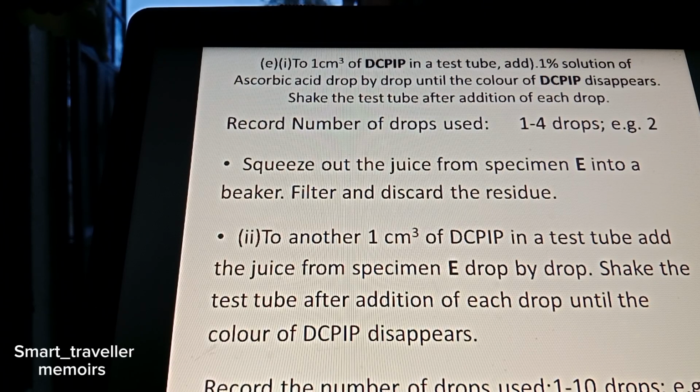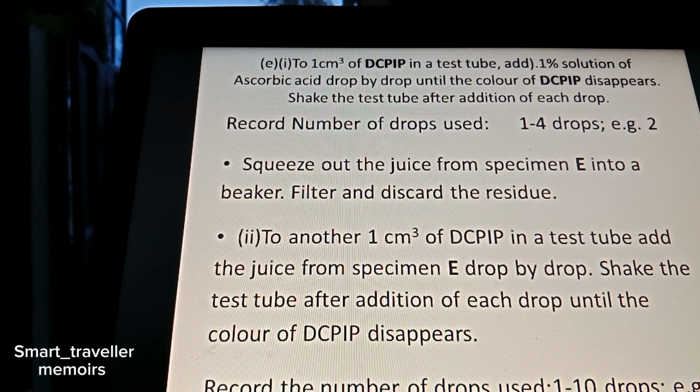To 1 cubic centimeter of DCPIP in a test tube, add 1% solution of ascorbic acid drop by drop until the color of DCPIP disappears. Shake the test tube after addition of each drop. Record the number of drops used. So the number of drops is 1 to 4 drops. For example, 2 drops, 3 drops, 4 drops, or 1 drop. But you cannot say 1 to 4. You have to be specific. The ones you added, not guesswork.